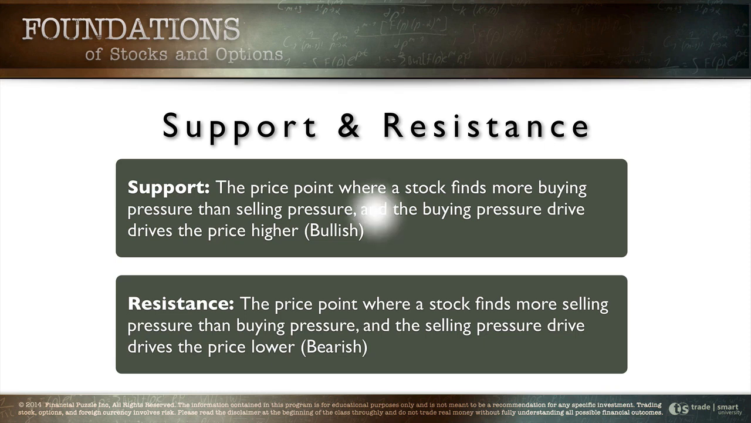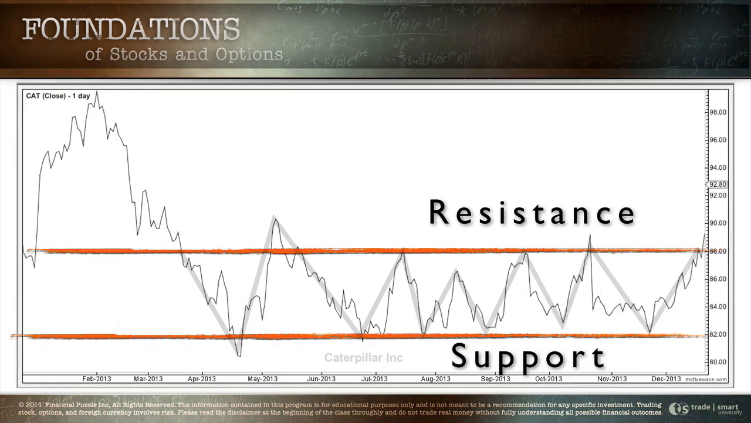In the last class, we looked at an example of Caterpillar, and we had our resistance lines drawn in here around $88 a share, and we had our support lines drawn in here around $82 a share. And we said, it really doesn't matter why the stock finds buying pressure at 82. The reality is it finds buying pressure at 82. And it doesn't really matter why the stock finds selling pressure at 88. The reality is it finds selling pressure at 88. Consequently, the price of the stock goes down.